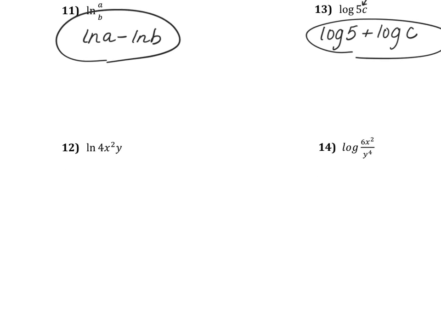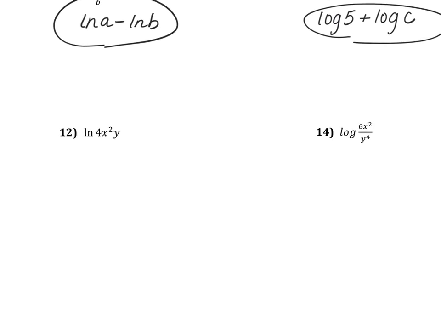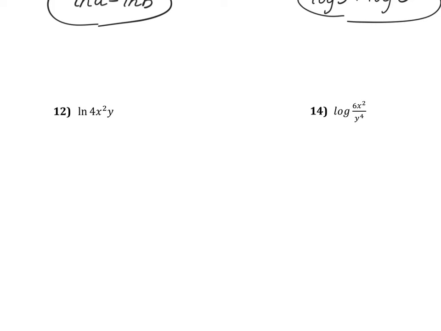All right, now 12 is kind of like 13. There's just more parts to it. So if in 13 we split up that multiplication with addition, that's the first thing we should do in number 12. So I would want to give ln to all three things going on. You have the 4, the x squared, and the y. So natural log 4 plus natural log x squared plus natural log y.